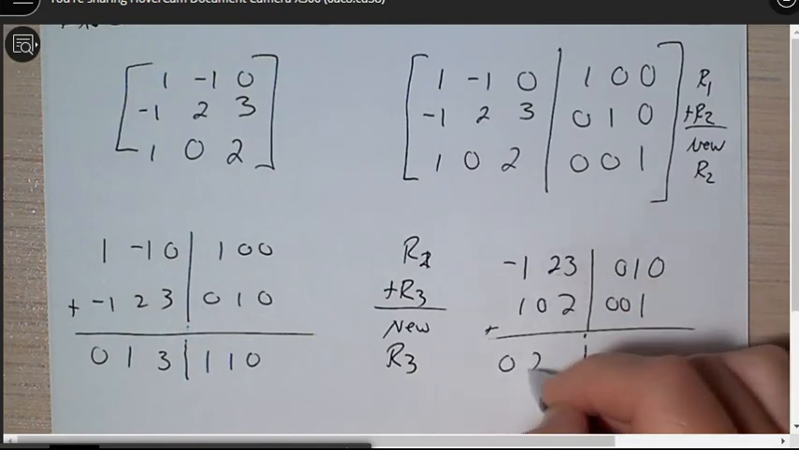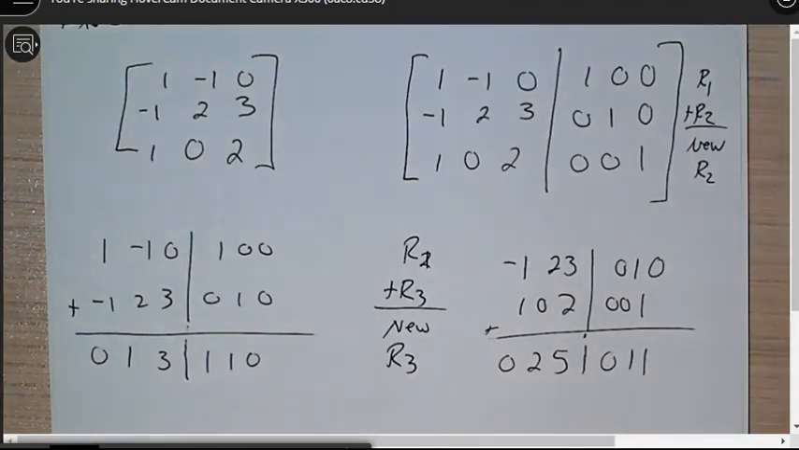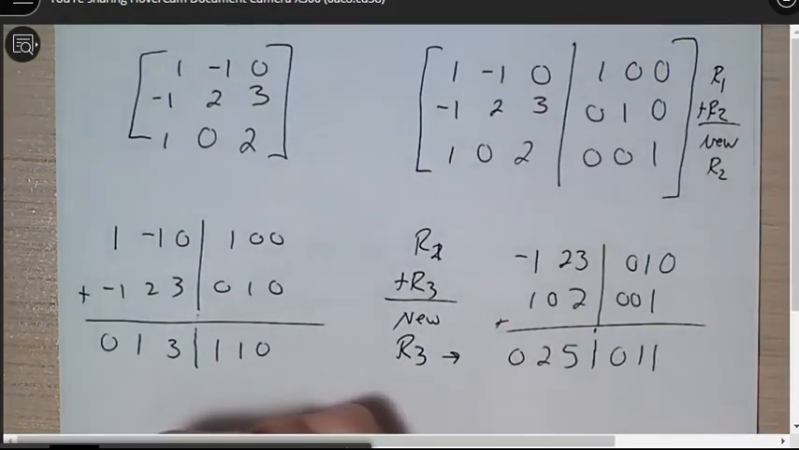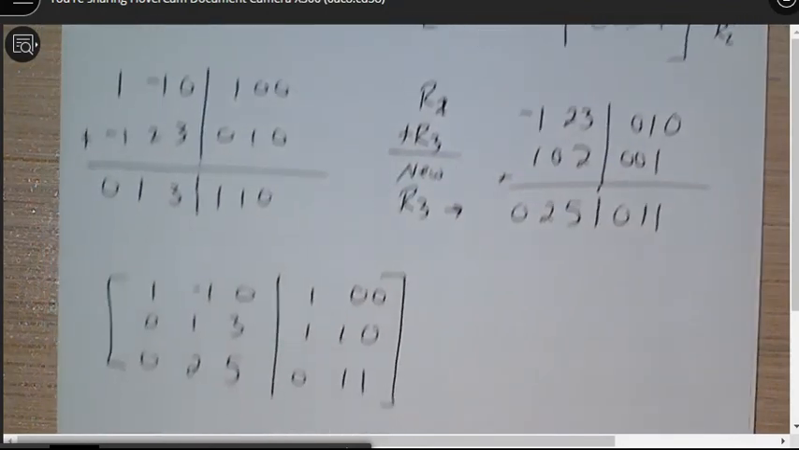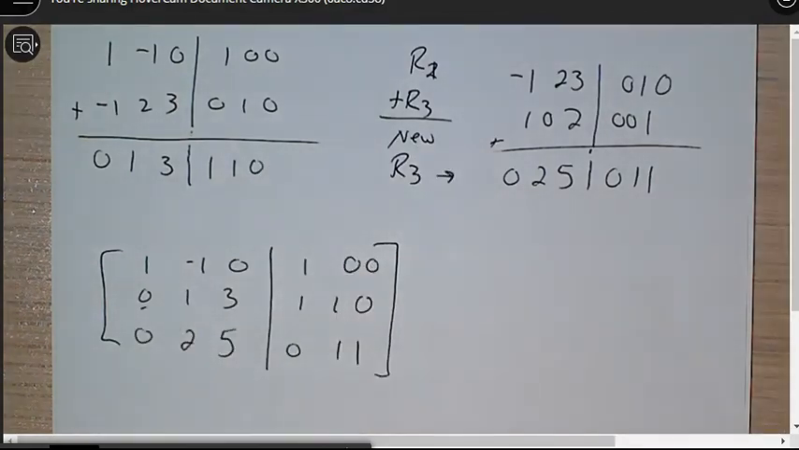Makes 0, 2, 5, 0, 1, 1. Okay, so here's our new row 2. Here's our new row 3. We're going to put those two together with the original row 1 we had here. So that was 1, negative 1, 0, 1, 0, 0. This was the new row 2. And this was the new row 3. Okay, so rewriting all the rows together, again, we left the first row the same. Here's our new row 2, and then here's our new row 3 that we've put together.